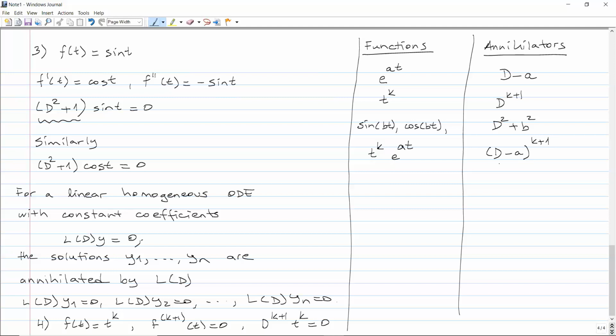So if you have this differential operator, D minus a to the k plus 1, its characteristic equation is going to be lambda minus a to the k plus 1. So lambda equals a is a root with multiplicity k plus 1. So you get solutions when you multiply e to the at with powers of t going up to power k.